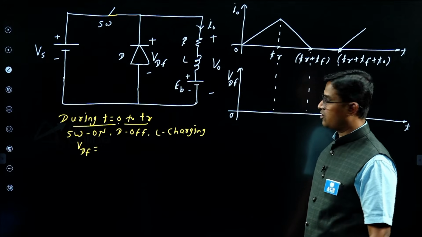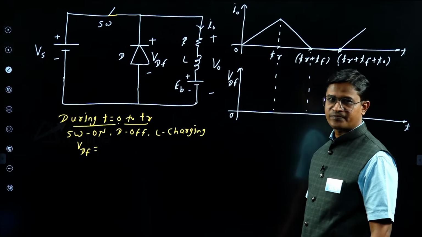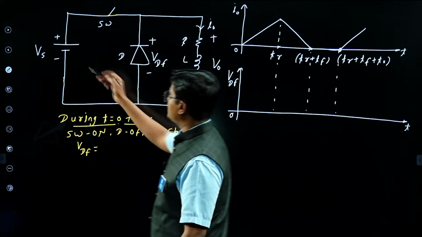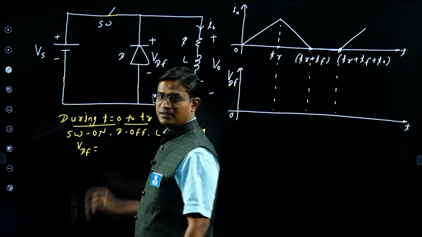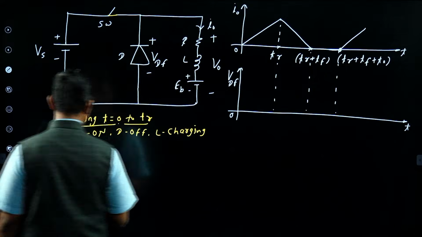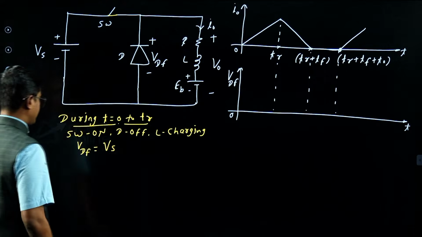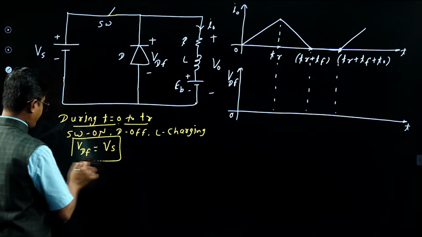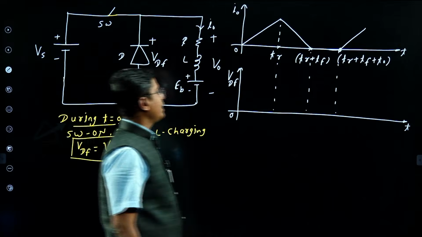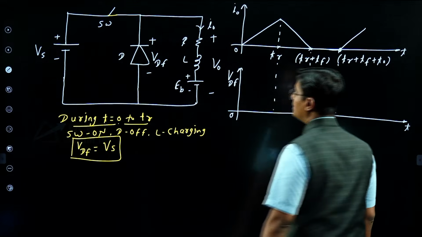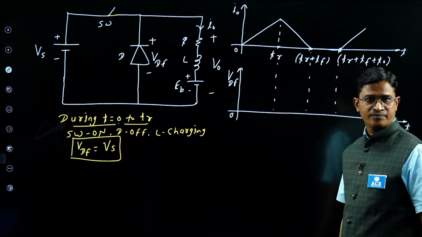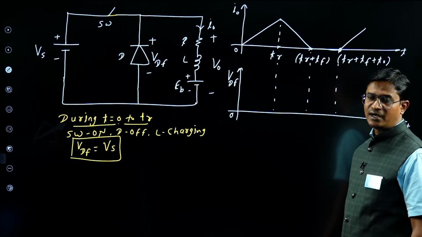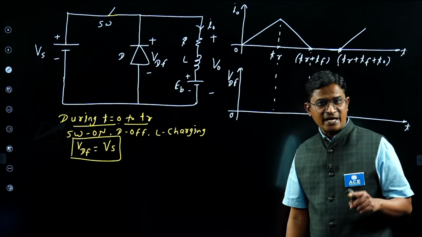Yes, switch on, diode off, inductor charging. Can I say that VDF equal to same Vs? It is directly on, right? So VDF equal to Vs. Next, so VDF I got here Vs. Second, during TR to TR plus TF, my load current is decreasing. Fine. Tell me, if load current is decreasing means what is the action in inductor here?